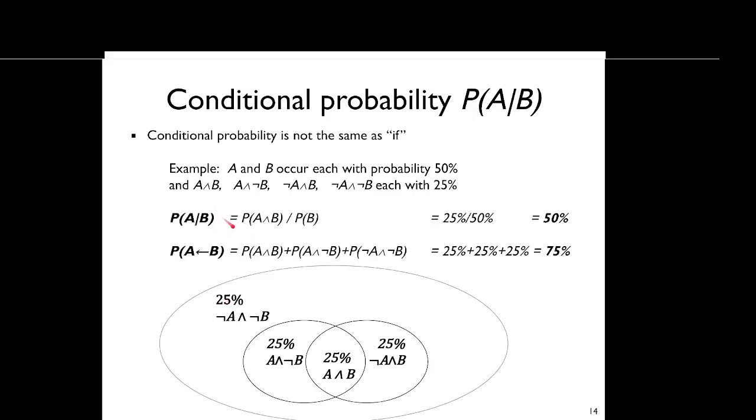Now, let's plug these values into the definitions of a conditional probability and of A if B, and let's see what is happening. So A and B has the likelihood of 25%, that's this part over here, divided by the likelihood of B. And B taken together is 50%. So 25% divided by 50% is 50% in total. In contrast, our implication is the sum of this likelihood and this likelihood, and that's 3 times 25%, overall 75%. So "if" and conditional probability are really two different things.